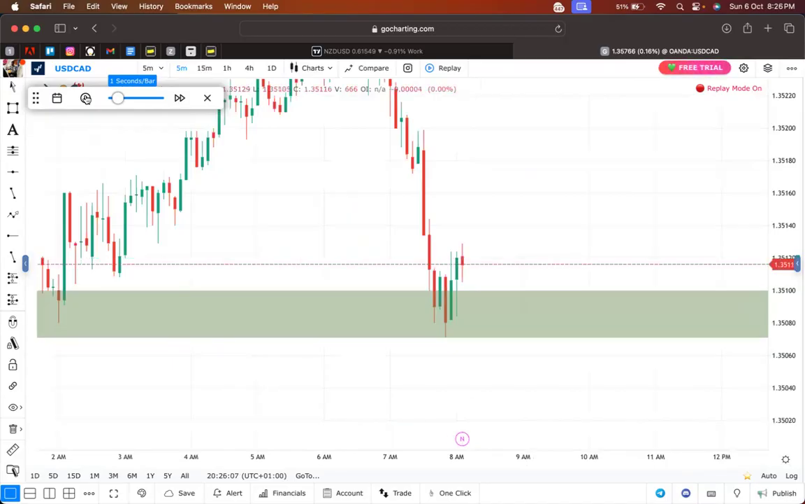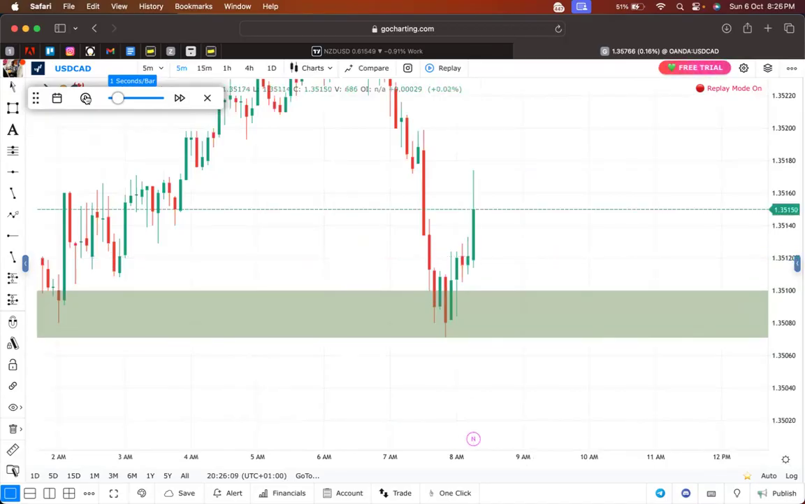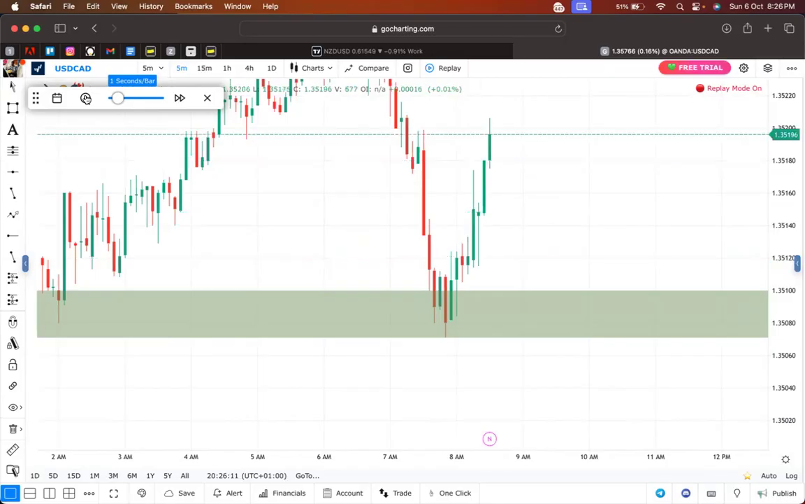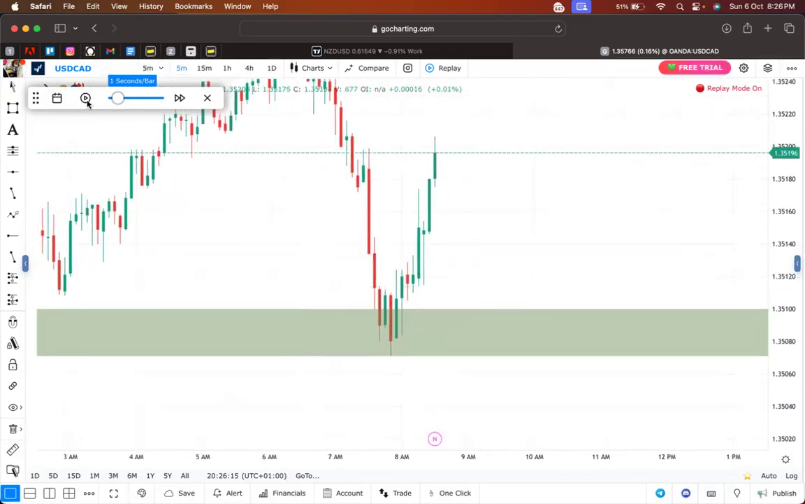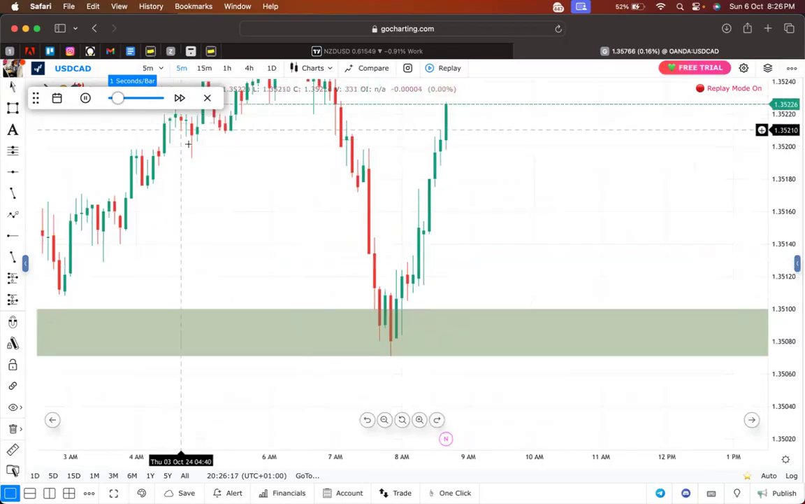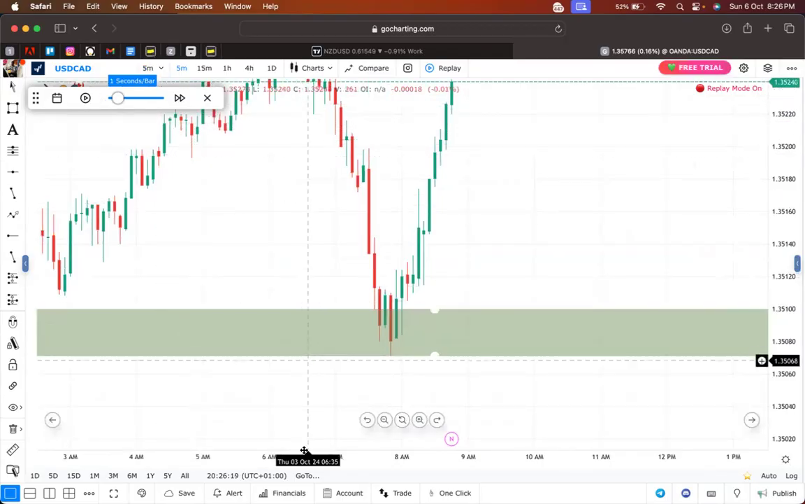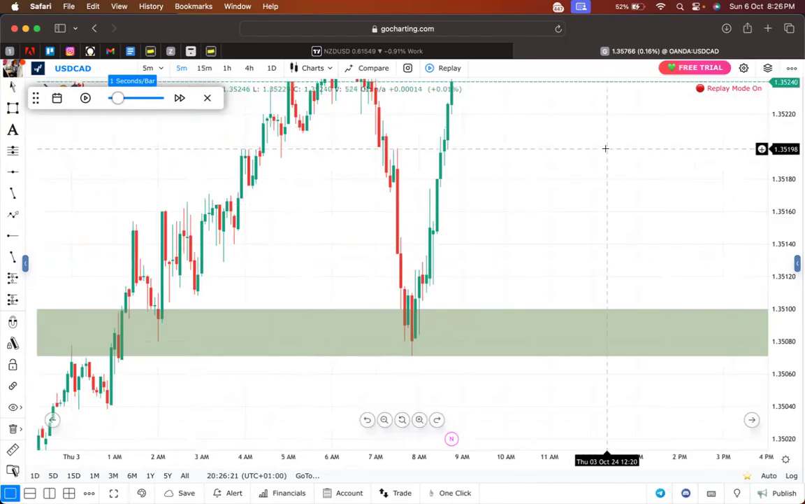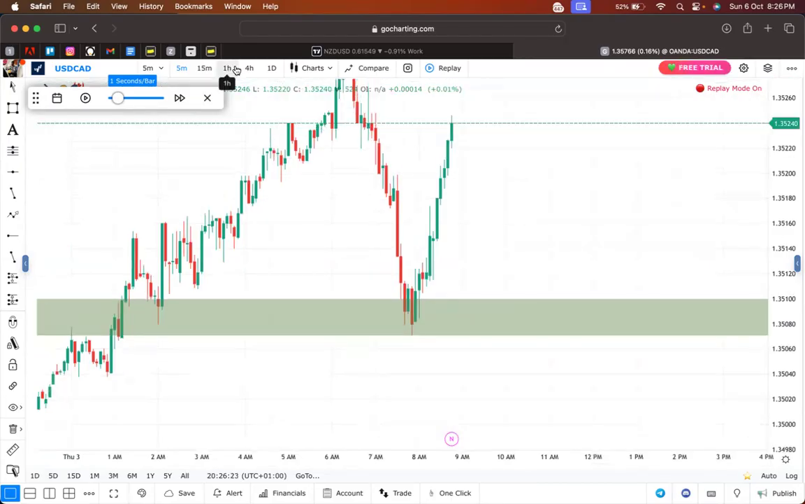Price pushed up. Let's see if we got it. Did we really get it? Nah, I don't think we got it. We did not get it. Good. I think it's just one of those moments. So let's take a look at another example and then see if we got it.